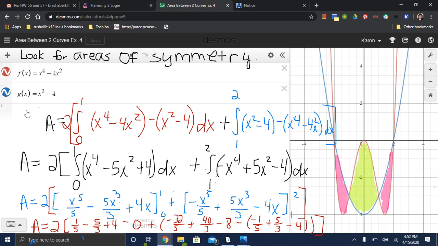So I'm going to let you go through all the math on that. You can go through and combine your like terms, and you can add up your fractions using your common denominator. You will need to remember that your final answer multiplies by 2. Whatever you get inside that bracket multiplies by 2. And so you should get 8 as the area between those two curves.